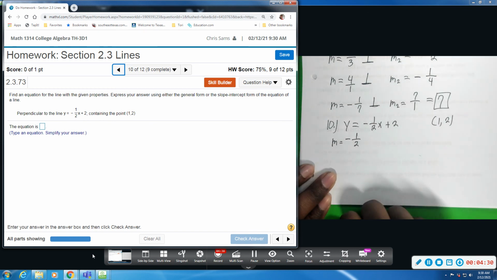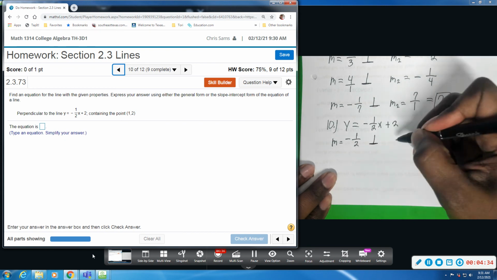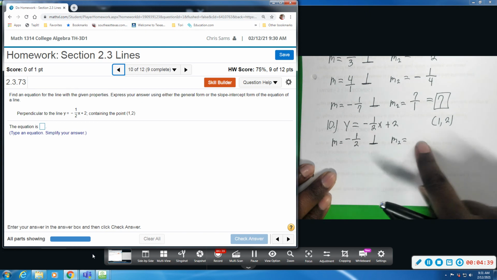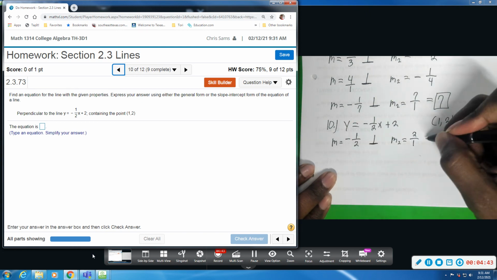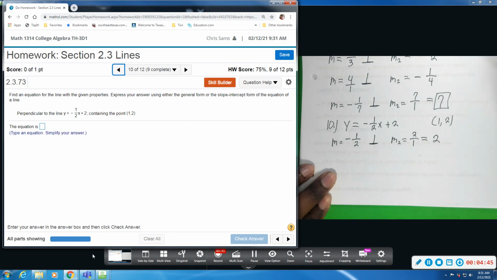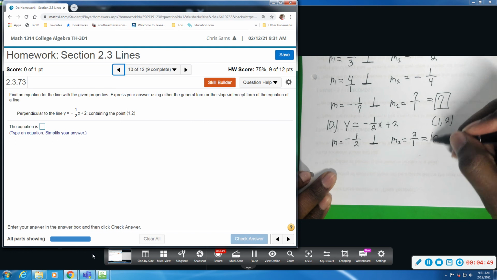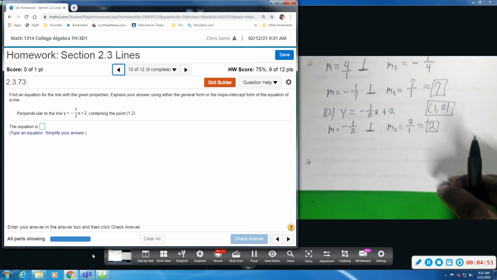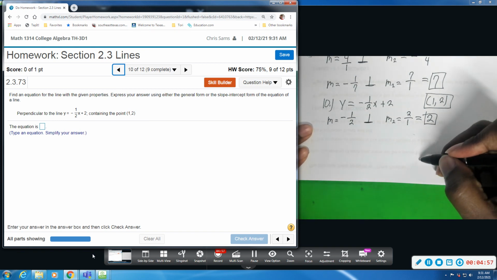Alright, since we want perpendicular, the new slope that I'm actually going to be looking for, I change the sign to positive, I flip this, so that will be 2 over 1, which will reduce to 2. So my new slope is 2. This is the point (1, 2) we're going to use, and I'm going to go ahead and do it this time in slope-intercept form.